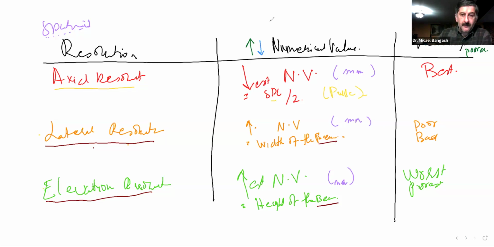Okay, so these numerical values are mainly going to be compared to the distance between reflectors or structures. That will determine whether we are going to have a good resolution or a bad resolution. Because just because I said axial resolution is the best, lateral resolution is poor, and elevational resolution is poorest, that doesn't mean that you can't get a poor axial resolution. You can get a poor axial resolution. You can also get a poor lateral resolution. You can also get a poor elevational resolution.